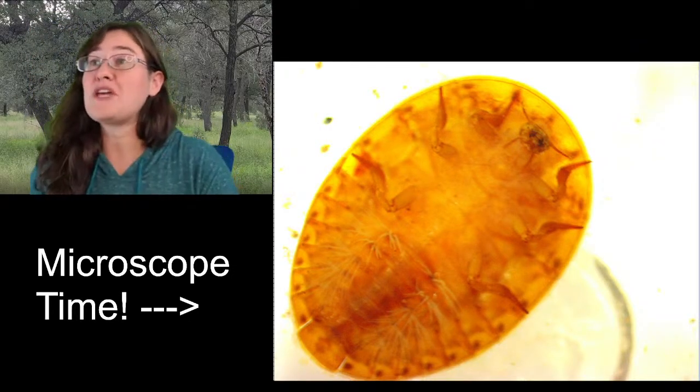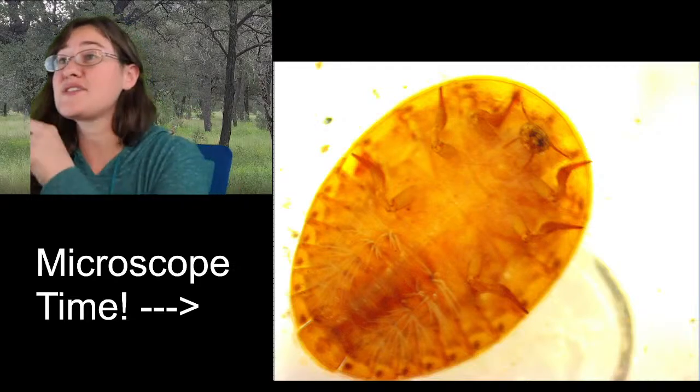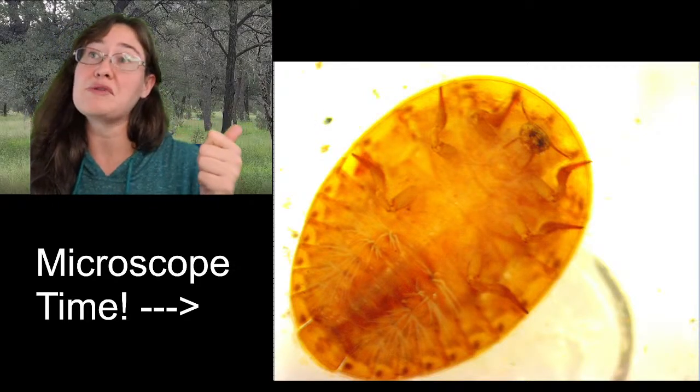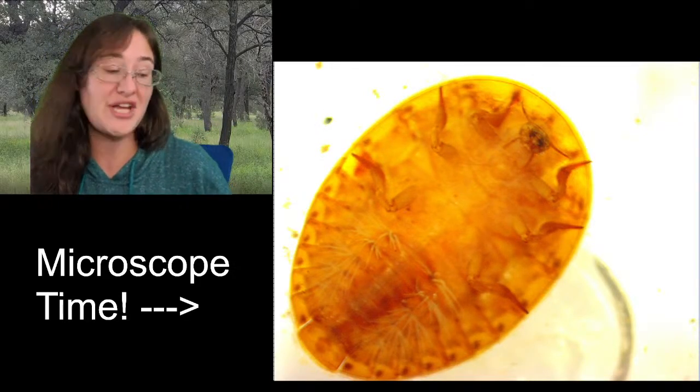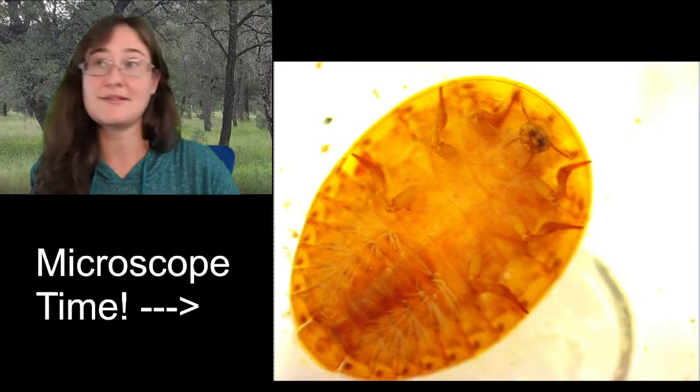The adult beetles will have wings. This is the grub. So this is the immature stage, and it does not have wings.